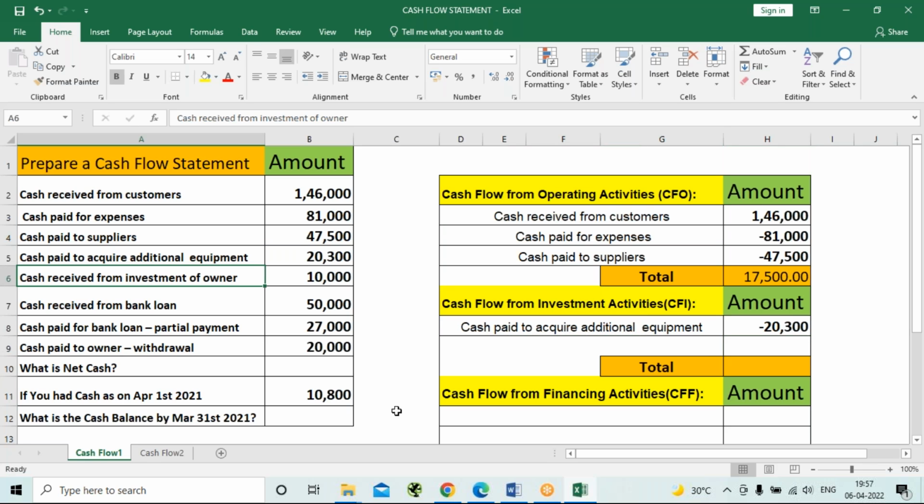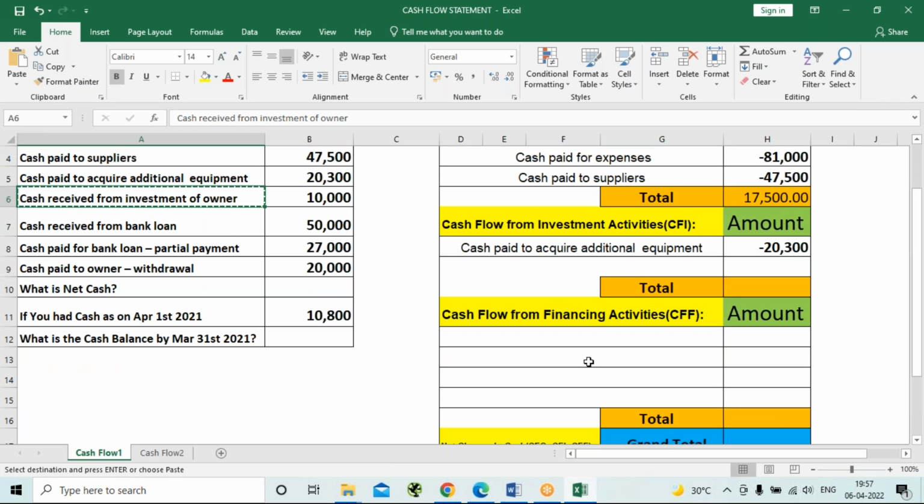Okay. Next, cash received from investor or investment of owner. So cash received from owner. So what is that amount we call it? Yes, ma'am. Investment. So what do you mean by this? Cash received from investment of owner. What is the other name we can call it? Anything, money that comes as investment from the owner to their own business. So this is called a capital. Okay. So what the owner brings to start the business is called capital. So what kind of activity is it? Operating, investment, or financing?